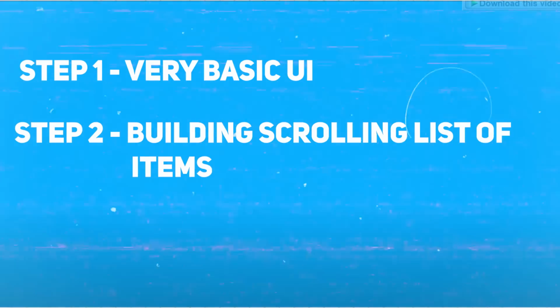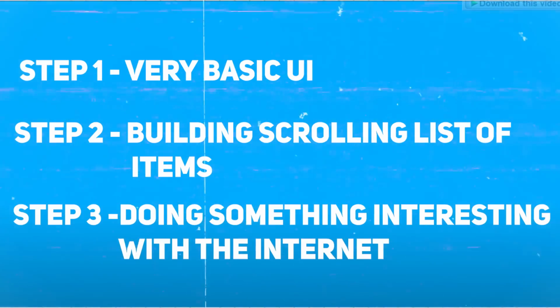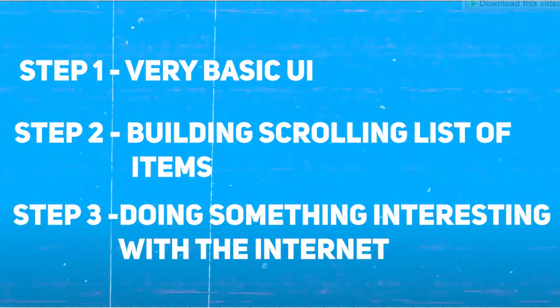And then finally, unit number 3 is being able to talk to the internet. So either collecting data from some API or fetching content from a web page and then displaying it in your app. Because so much of our world today is powered by the internet. Being able to have a mobile app which uses the internet effectively is something that you're going to do again and again. So that'd be the 3-step process. Number 1, very basic UI. Number 2, building a scrolling list of items. And number 3, doing something interesting with the internet.